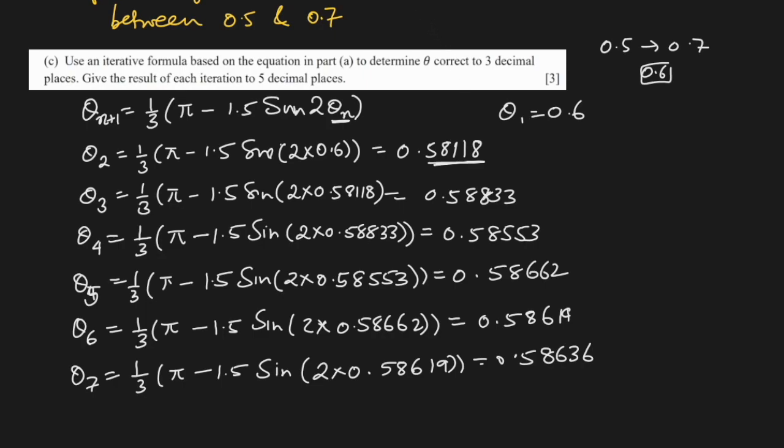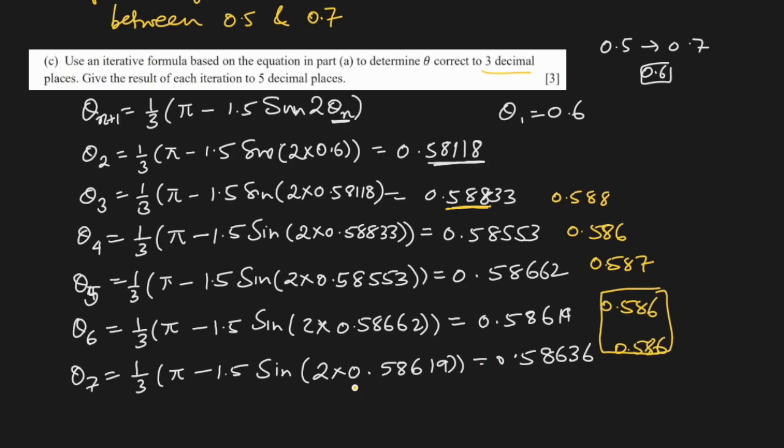And we stop here because they said we want the answer up to 3 decimal places. So if we round this off to 3 decimal places, we get 0.588. Here we get 0.586. Here we get 0.587. Here 0.586 and 0.586 again. That means when we have 2 consecutive round offs equal, we stop there. So our answer is that theta is equal to 0.586 to 3 decimal places.